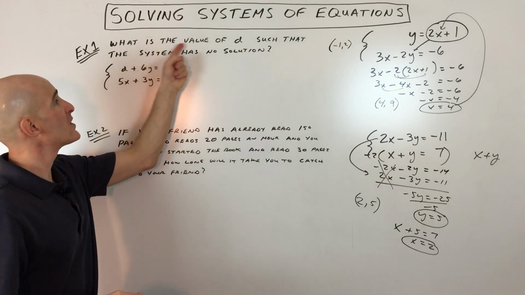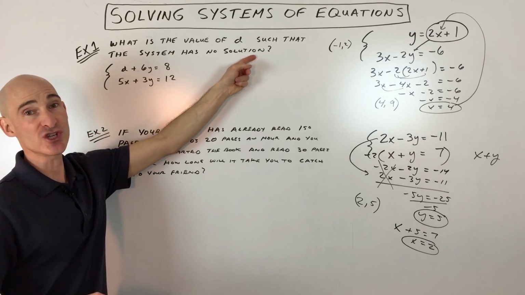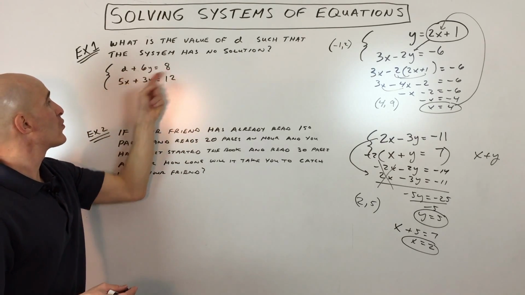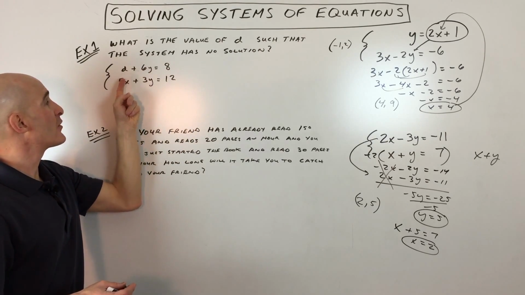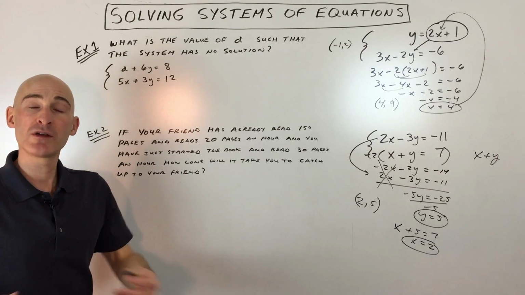The first one says, what is the value of d such that the system has no solution? When you look at these two equations here, what does this d value have to be so that there's no solution? So go ahead and pause the video, see if you can do it on your own. We'll go through it together.